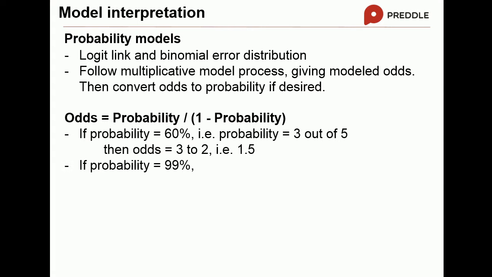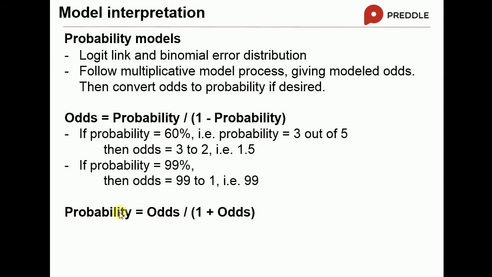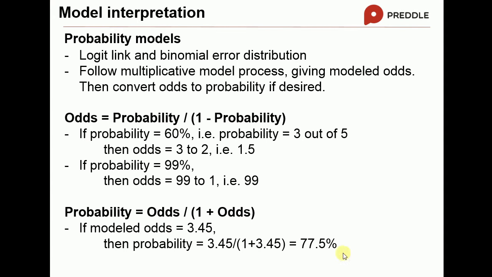As the probability of something occurring approaches 1, the odds approaches infinity. If the probability of something occurring is 99%, then the odds is 99 to 1. So this is the formula for converting probability to odds. This is the formula for converting odds to probability. For example, let's say you've got odds of 3.45. This is equivalent to a probability of 77.5%.